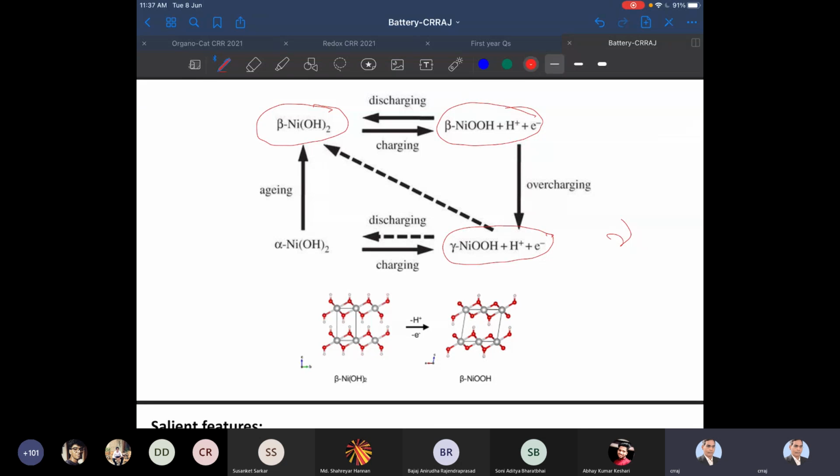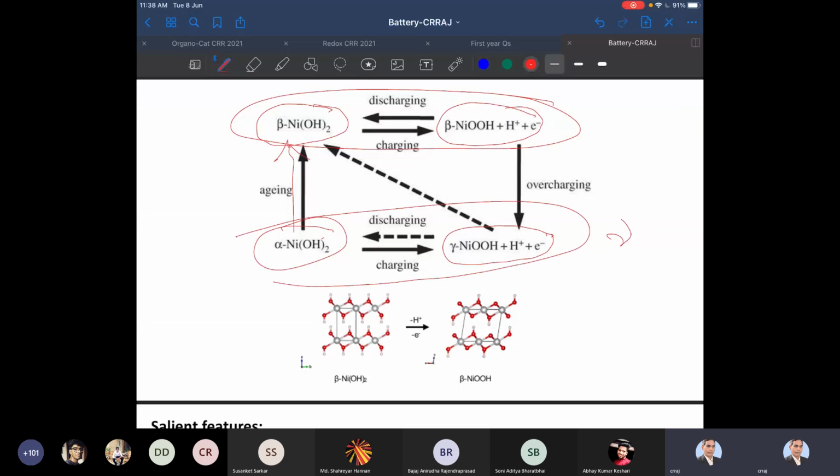Either by this way, say for example, you discharge it and then you get your alpha nickel hydroxide, and then when you age it, you get the beta nickel hydroxide, which is initially needed for the charge discharge reaction. You may ask, sir, doesn't this also react? Yes, the gamma nickel oxyhydroxide and alpha nickel hydroxide can also undergo charge discharge. But the primary cell reaction is this one.